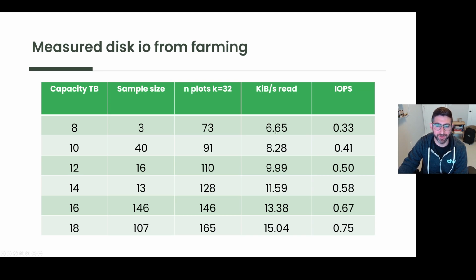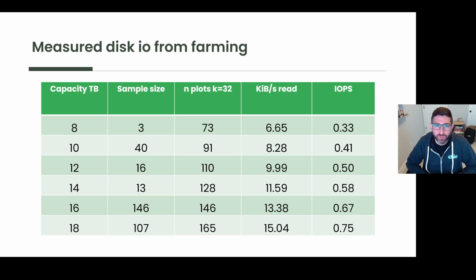On an 8 terabyte drive, it's around 6.6 KiB per second read. On an 18 terabyte, about 15, and this is what I'm measuring in the real world, which is slightly higher than what we had forecasted. So there's a little bit of overhead in the file system and some other stuff that's kind of hard to model. But this is an insanely low amount of IO. This is like nothing, right?